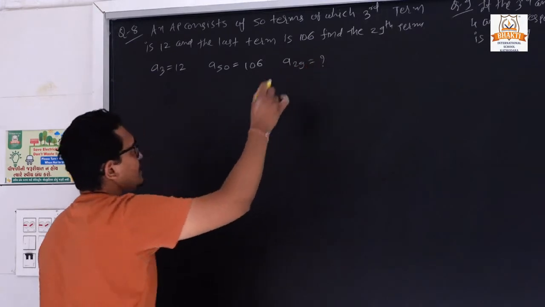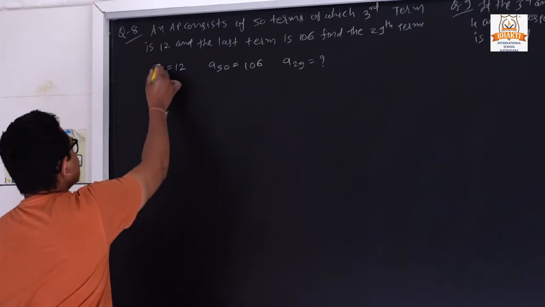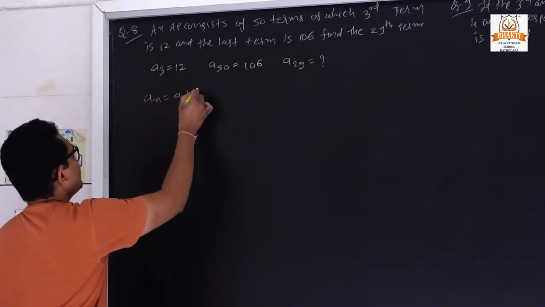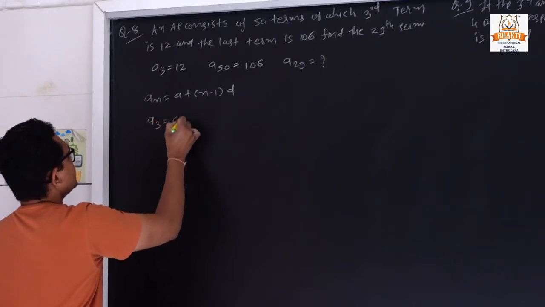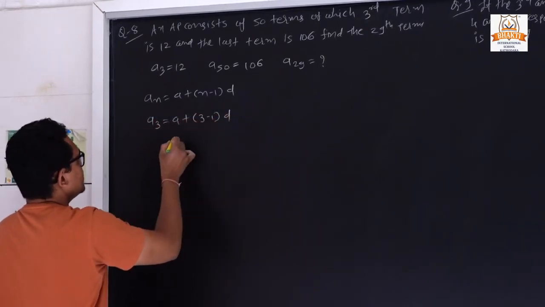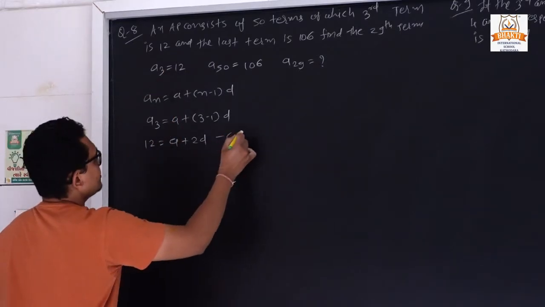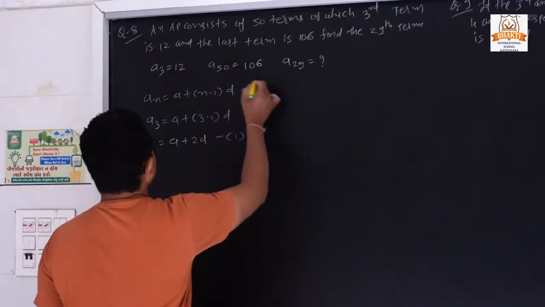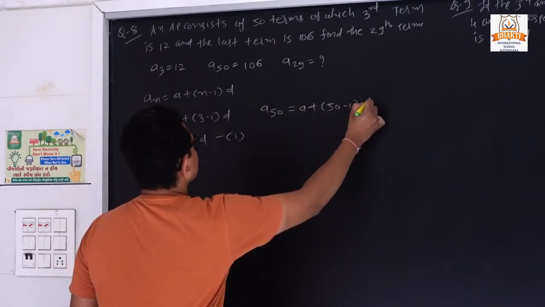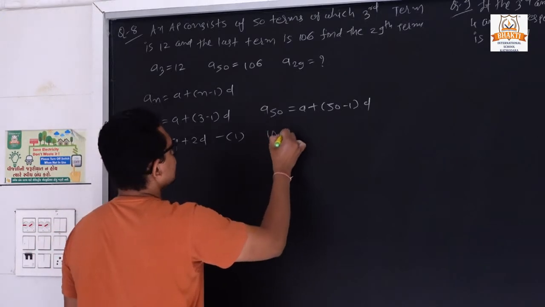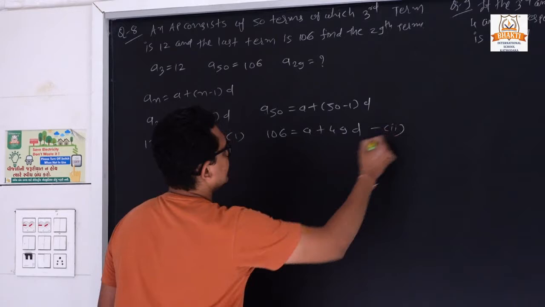We can already calculate that kind of sum. So An is equal to A plus (n minus 1) into D. Here n is replaced with 3, so it is A plus 2D, and A3 is replaced with 12. This is equation number 1. Now A50 is A plus (50 minus 1) into D, and A50 is replaced with 106. So A plus 49D is 106. This is equation number 2.